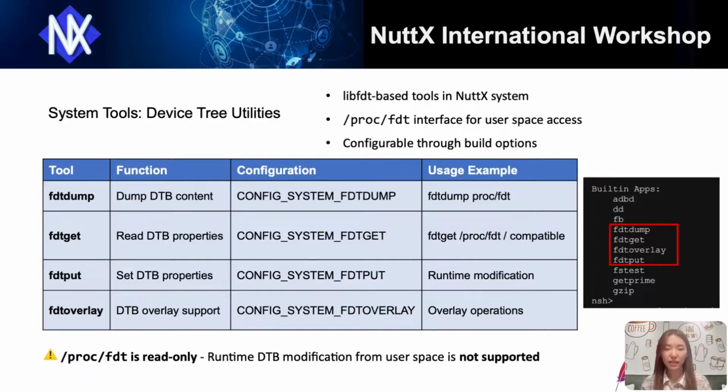First, take a look at this table, which lists the functions, configuration requirements, and usage examples for several tools. Note, the proc fdt is read-only, and runtime DTB modification from user space is not supported. These are the system tools compiled after enabling the corresponding configurations.